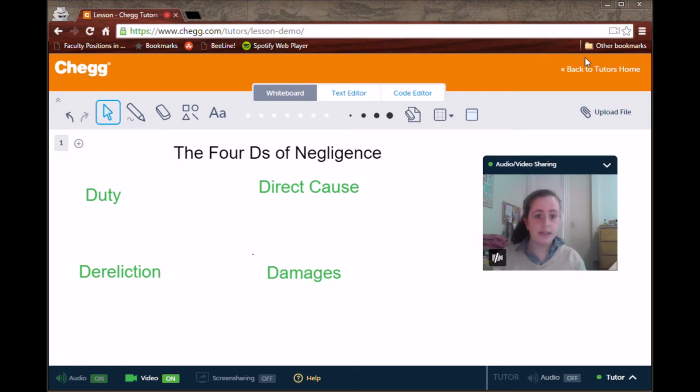And finally, the fourth D is damages. If treatment costs more because it took you longer or it took them longer to realize that there is a problem, if, for example, they don't recover because of this, any circumstances like that, that would count as damages.